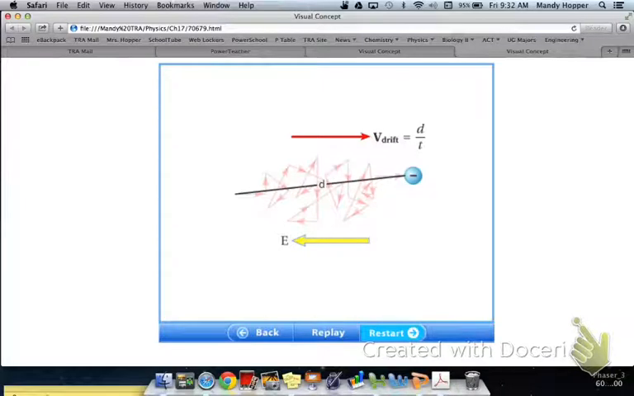What was the first thing you said? Like when the conductor is in equilibrium? What was the very first thing we said? Potential difference creates an electric field.